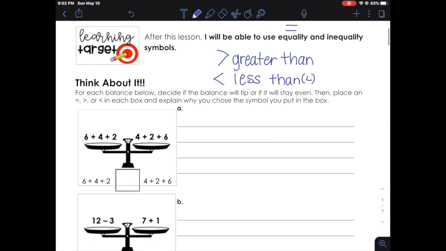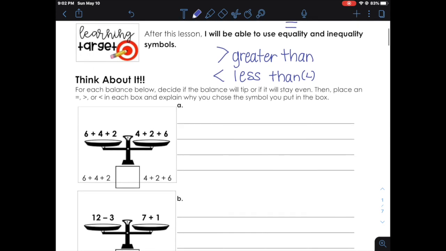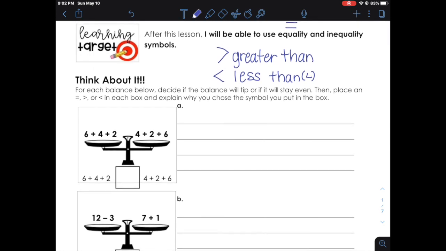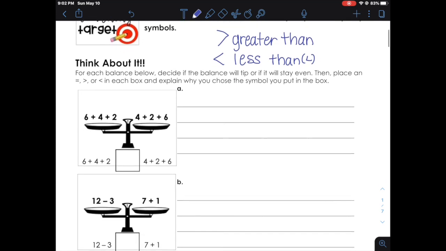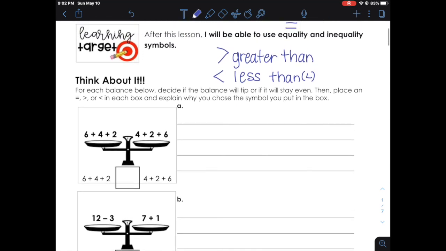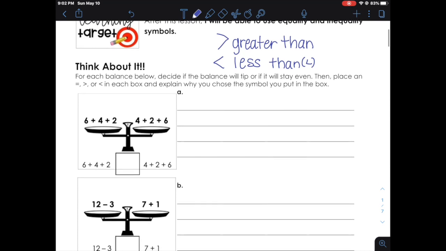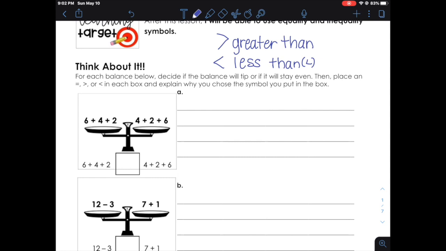All right, your think about it says, for each balance below, decide if the balance will tip or it will stay even. Then place an equal sign, a greater than, or a less than sign in each box and explain why you chose the symbols you put in the box. Go ahead and pause the video and see if you guys can figure it out on your own. All right, guys, we're back.